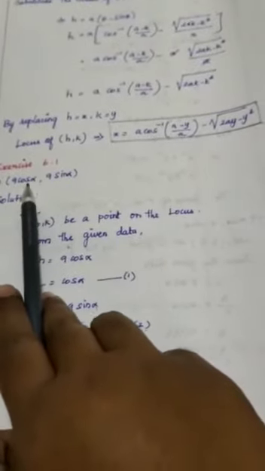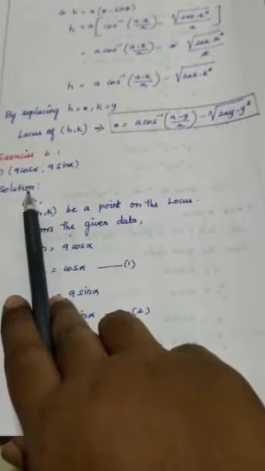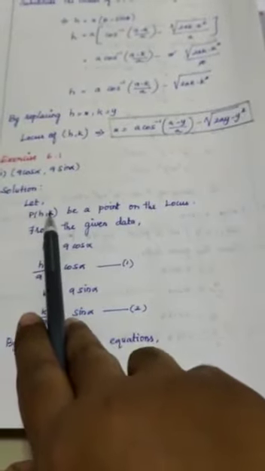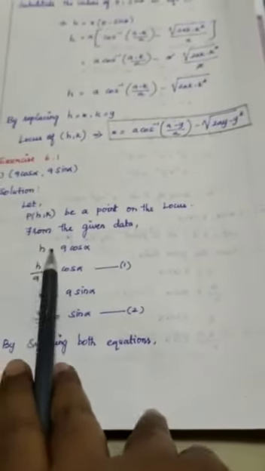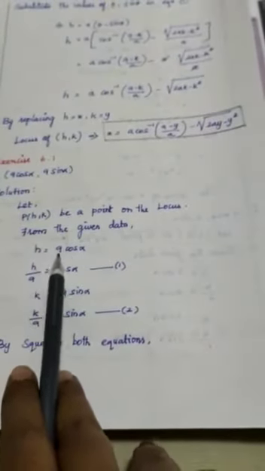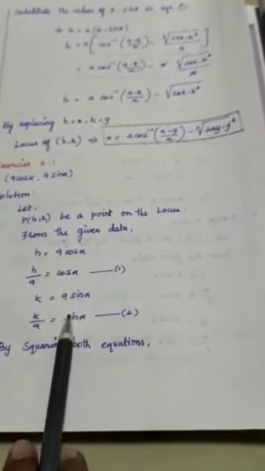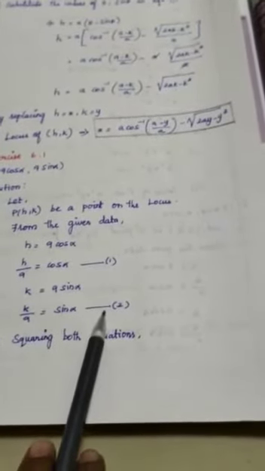See here, the given point is 9 cos alpha and 9 sin alpha. As per the rule we saw last week, we have to consider the point P, H, K on the locus. From the given data, the first one we consider as H and the second one as K. So H equals 9 cos alpha, therefore cos alpha equals H by 9, and K equals 9 sin alpha, therefore sin alpha equals K by 9. We keep this as equation number 1 and sin alpha as equation number 2.